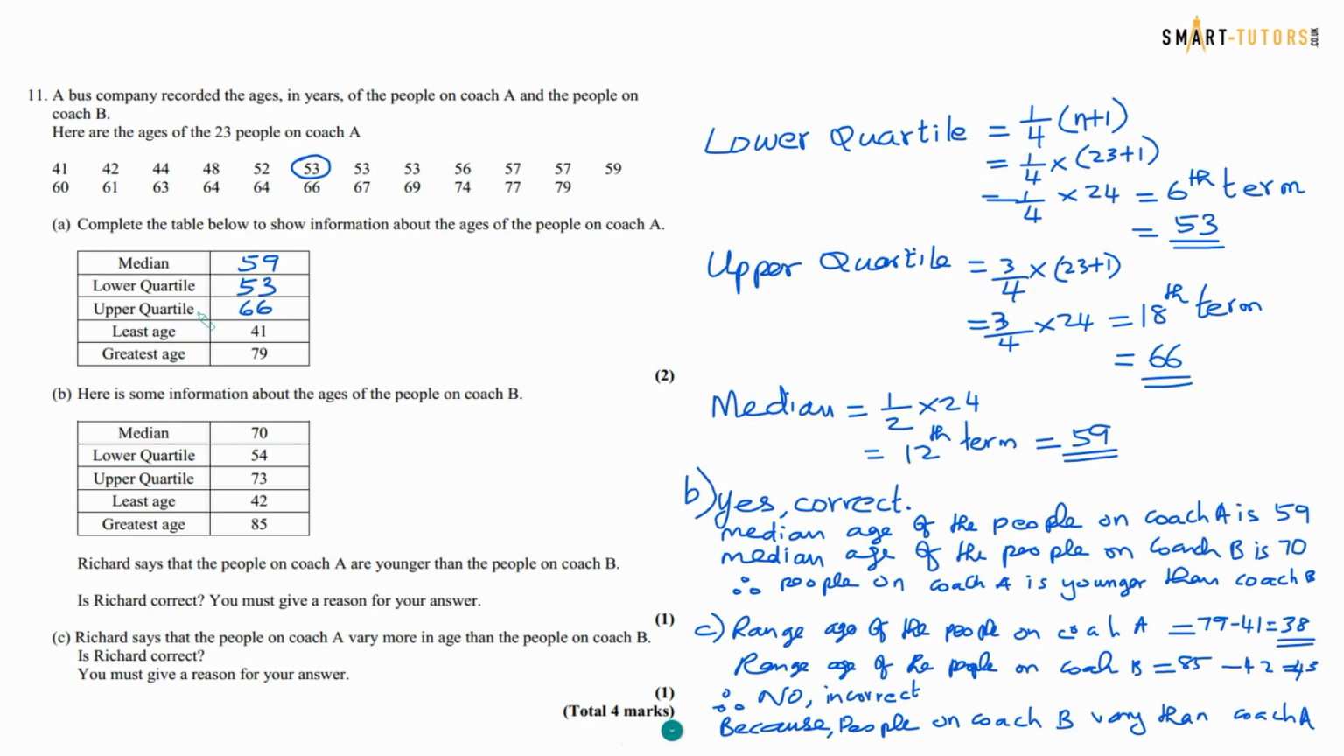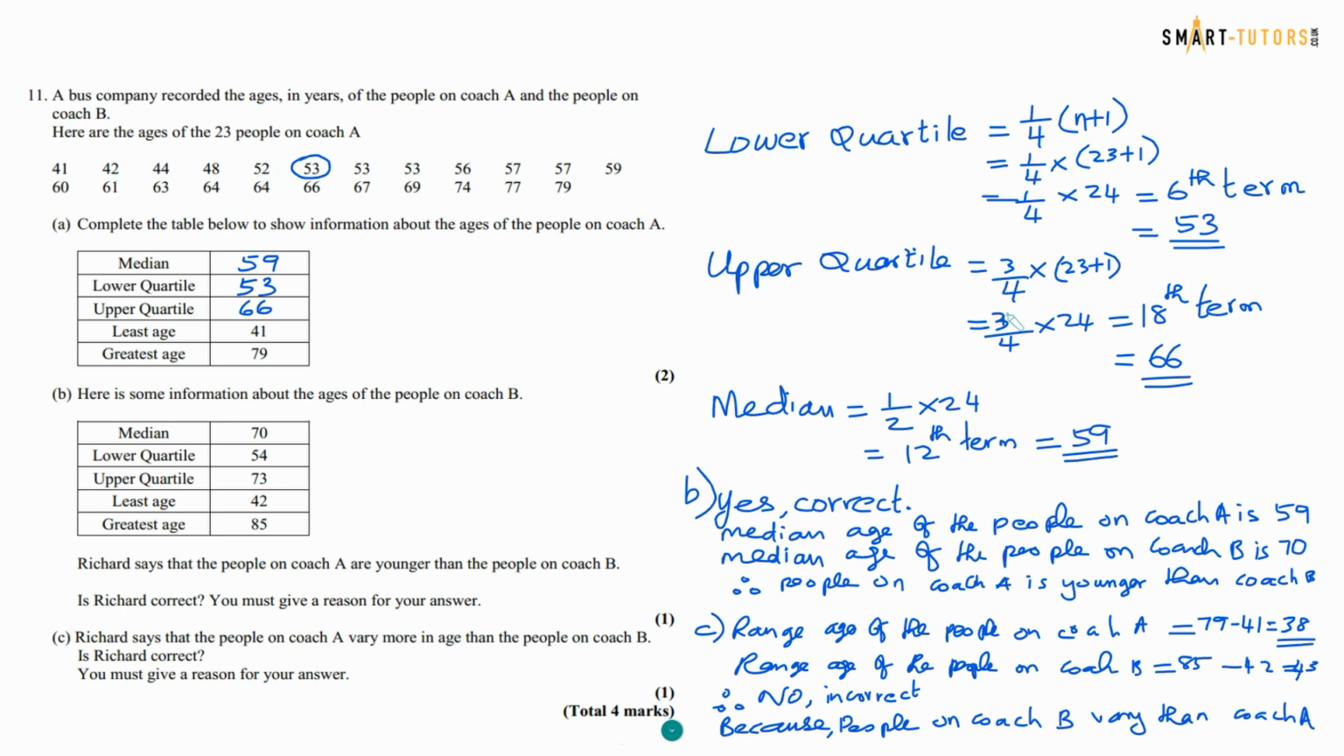Question number 11. A bus company recorded the ages in years of the people on coach A and the people on coach B. Here are the ages of the 23 people on coach A. All the numbers are given. Complete the table below showing information about the ages of the people on coach A. All you want to do is apply the formula and find the relevant number. For example, the lower quartile is a quarter of n plus 1. n is 23, so 23 plus 1 is 24, divided by 4 is the 6th term. The 6th term, if you count, is 53.